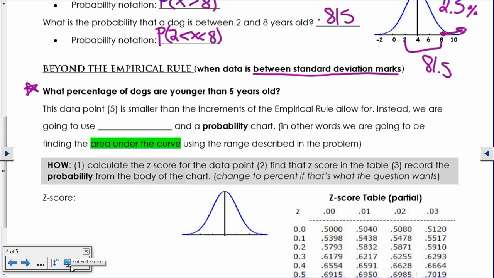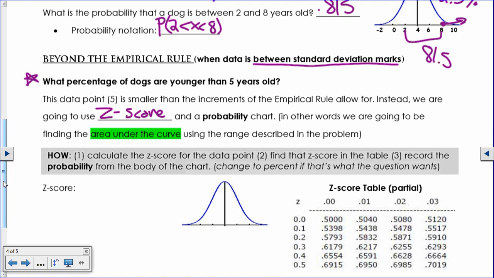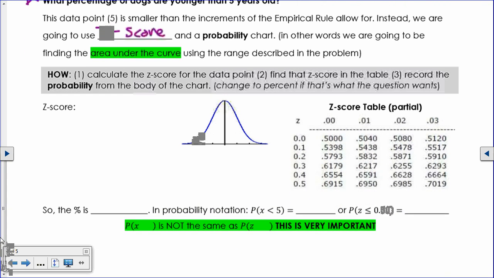So instead we're going to be using z-score. We're going to be using z-score in a probability chart, the yellow thing that you guys have. We're going to be finding the area under the curve. That language is important if you move on to pre-calc or calculus. Finding areas under curves is something you do a lot in calculus in particular. Alright, so this is how. We're going to find the z-score. You already know how to do that. Formula's right there.